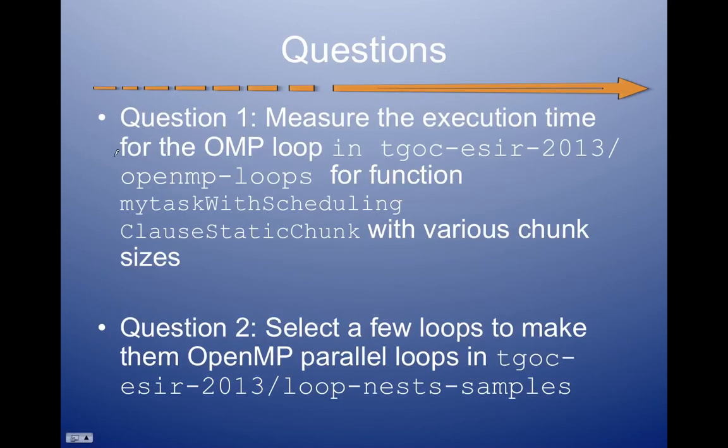So the questions: take the code in this directory and use the static chunks, make different values of it and see how it influences the execution time. And in here, take a few loops, let's say 3, and convert them into parallel loops and run them in parallel using OpenMP.